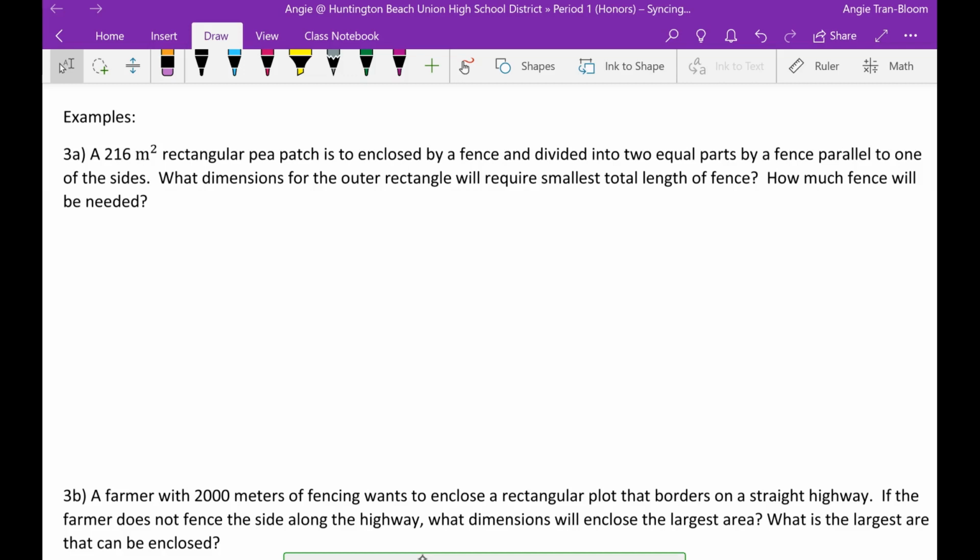Perfect. What should you do? Yeah, one of the strategies says draw a picture. We should draw a picture. I have a rectangular pea patch. Now what? Divide it. It says divide into 2 equal parts. So, okay, now what?